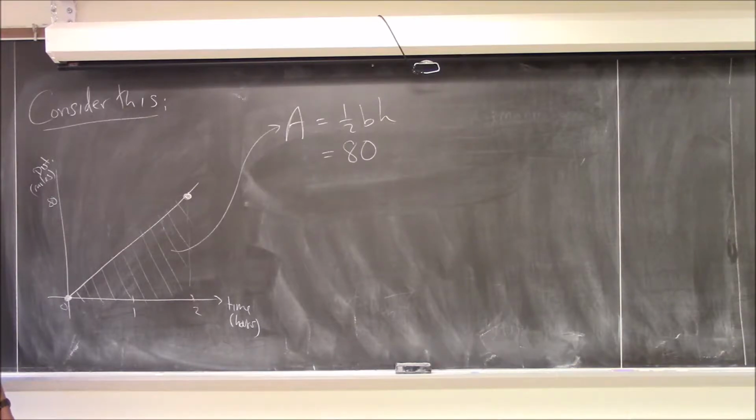This is the car driving at a constant rate of change. So I start at position 0, I drive at 40 miles an hour, I drive that way for 2 hours. What would 80 represent? Distance, sorry. The distance I've actually traveled.